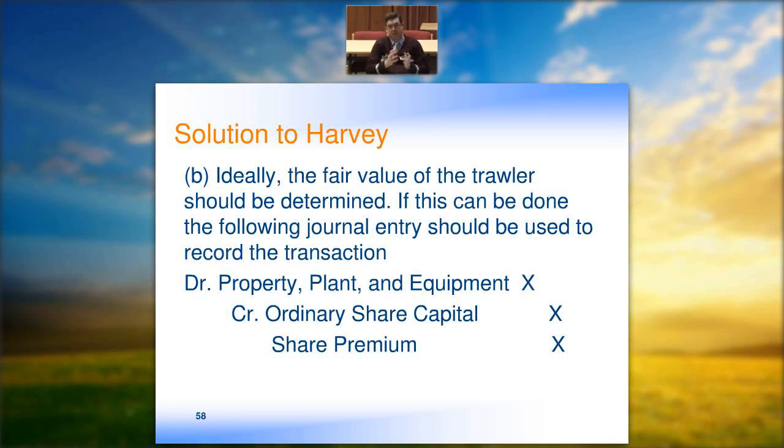So that's what you want to do. You want to establish the value of the property, plant and equipment. You'll know how many shares were issued. You'll need to work out a valuation for the shares. And the difference between the nominal value of the ordinary shares issued and the value of the property, plant and equipment will go into the share premium account.